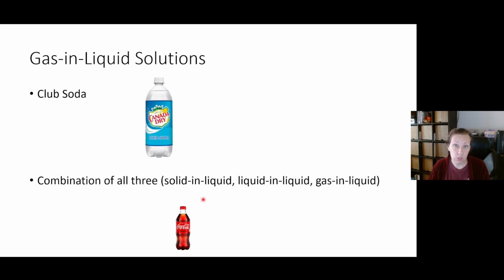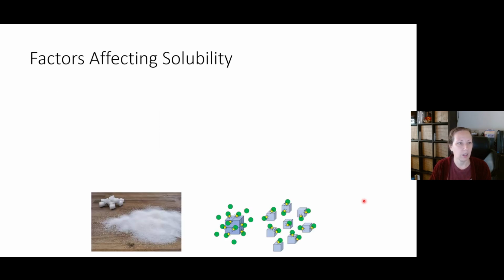Acids are added to cola. So these are all part of the example of liquid in liquid solutions in Coca-Cola. And then, of course, for gas in liquid solution, we have the carbon dioxide that is in the cola. So it's a combination example of all three. If you want to be tricky and I ask for examples, give me Coca-Cola on all of them, but you'll have to explain it. Okay. All right.